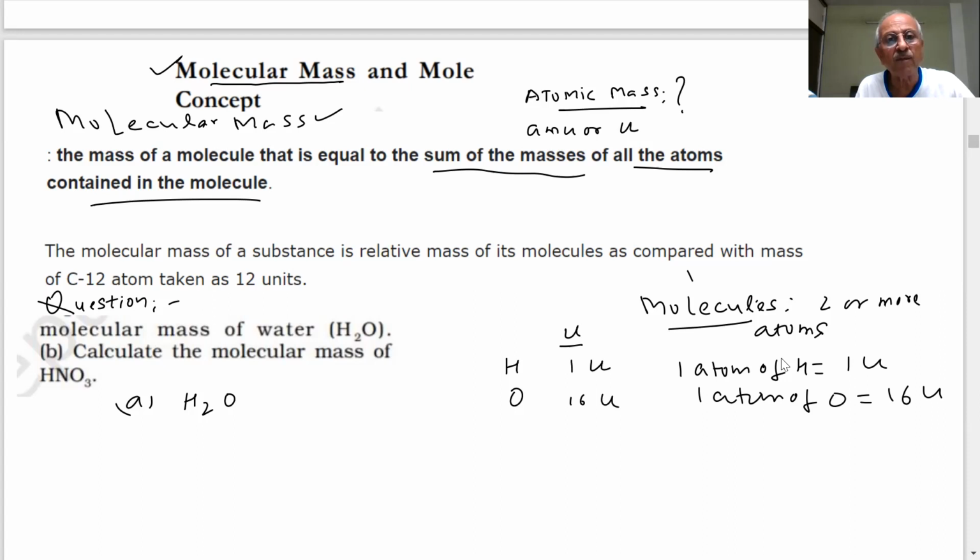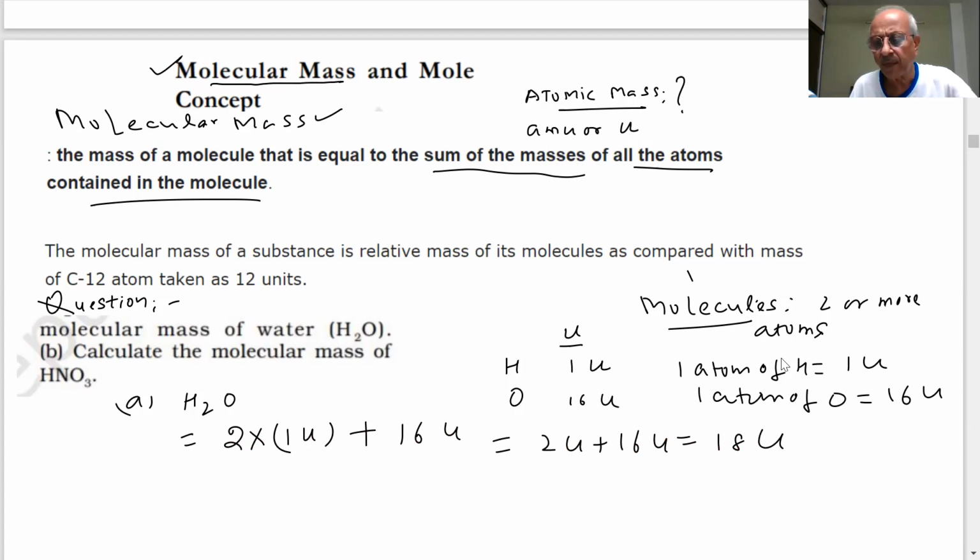Now, if I have to find the molecular mass of H2O, how will I calculate? I will say there are 2 atoms of hydrogen. How many? 2 into the mass of 1 atom of hydrogen. How much is that? 1 U. Plus mass of 1 atom of oxygen. How much is that? 16 U. What is the answer coming now? 2 U plus 16 U. How much? 18 U.